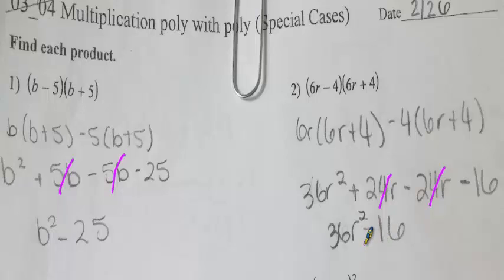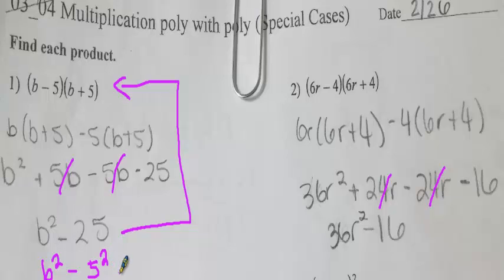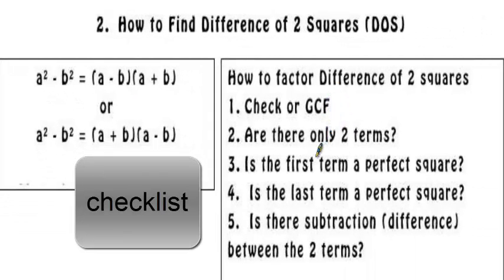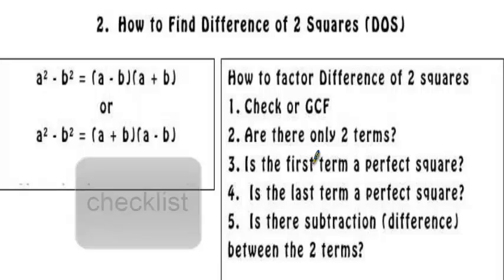So right now what we're doing is the exact opposite. From here, we need to give the factors. So we will have b squared minus 25, and then we have to give the factors, which are b minus 5 and b plus 5. Now note that b squared is a perfect square. 25 is also a perfect square. So whenever we have a perfect square minus a perfect square, then we can use this factoring method, difference of two squares.